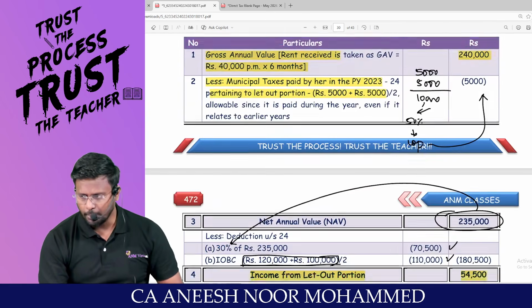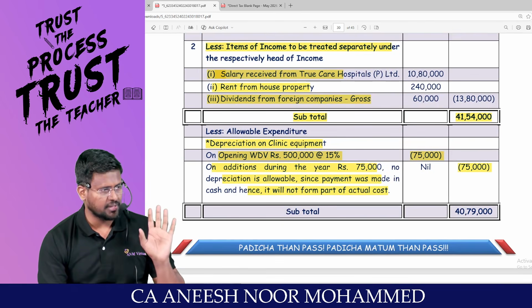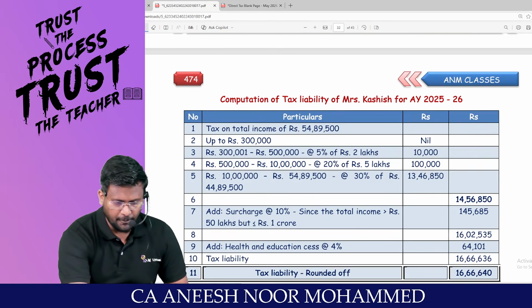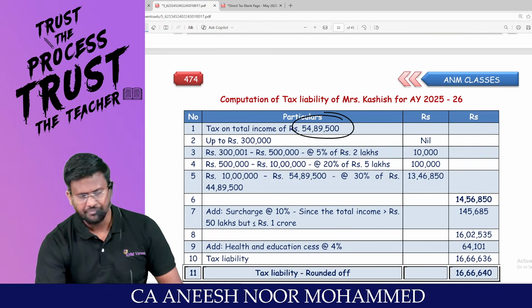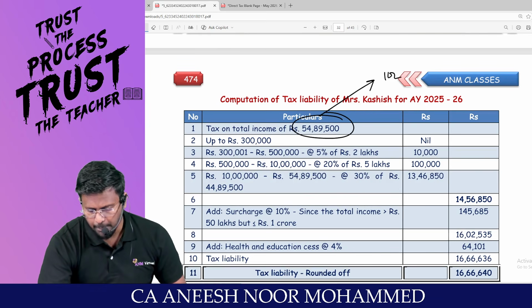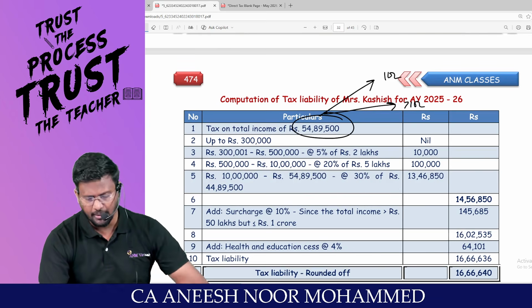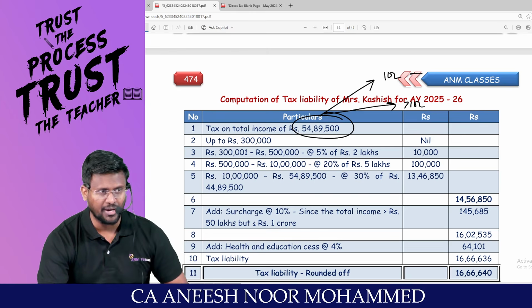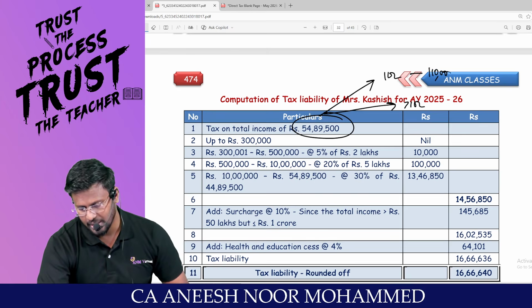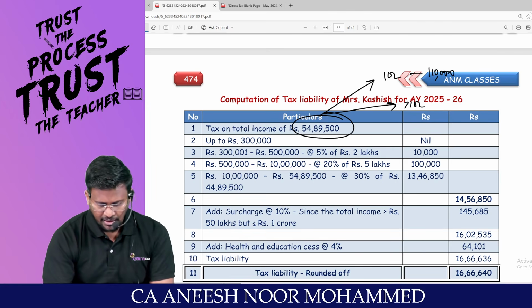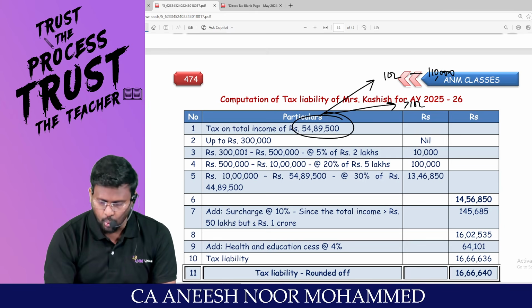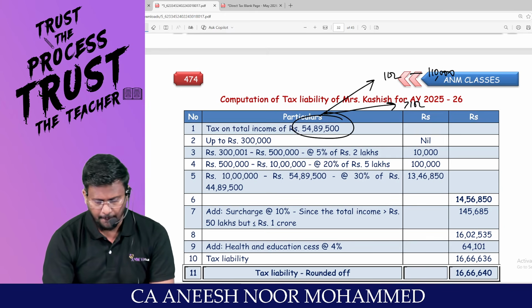54 lakh, which is more than 50 lakh. The assessee is liable to pay a surcharge of 10%. Simple. 54 lakh, sir, 89,500. We can bifurcate. Which route, man? Optional tax regime. So up to 10 lakh, more than 10 lakh. Am I right? Up to 10 lakh. What is the age? 62. So more than 60. Don't say 1,12,500. It is 1,10,000. Am I right, sir? Sir, more than 10 lakh, which is 44,89,500 into how much percent?